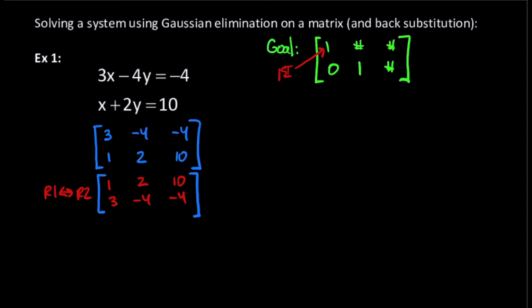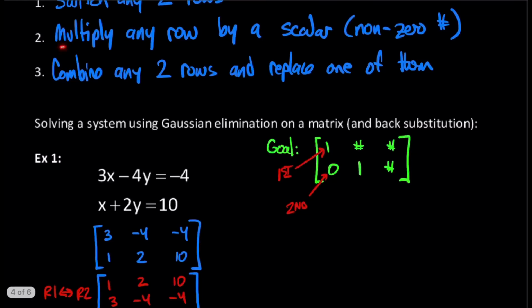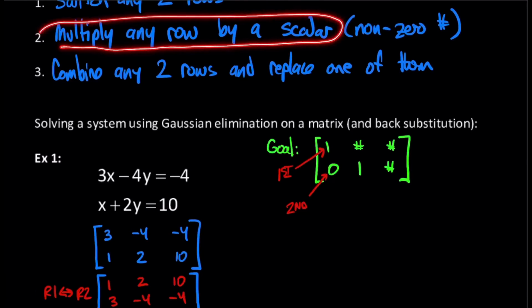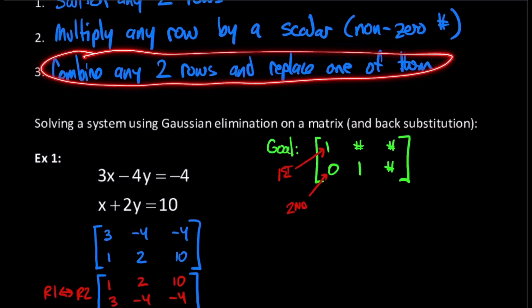So the second thing we do is we get a 0 here. We use this 1 to get a 0 there. So that's going to be second. So how can I use this to make that a 0? Remember our other two row operations. Multiply any row by a scalar. So I can pick any number I want other than 0 and multiply this. Well, I bet -3 would be a good choice. And I'm going to combine it with that third row.